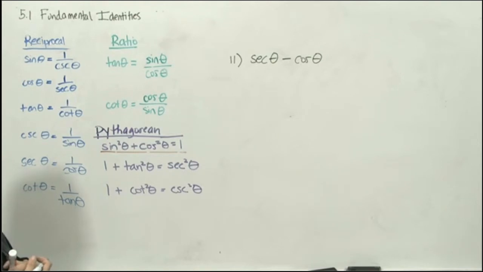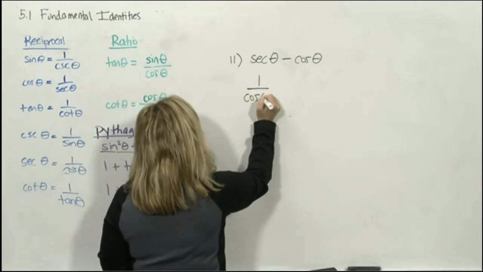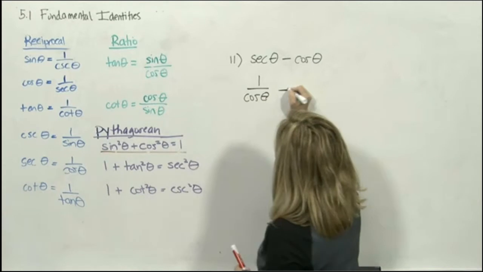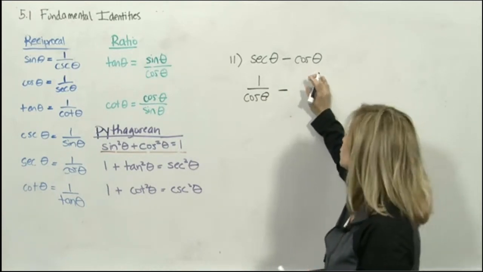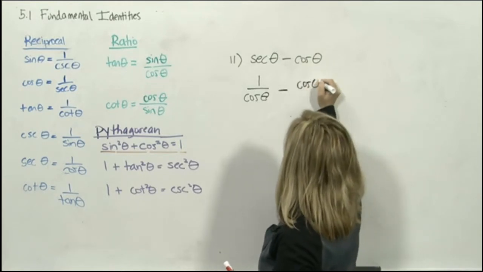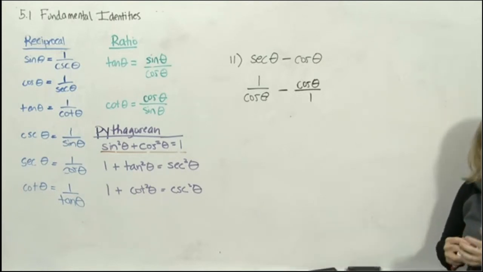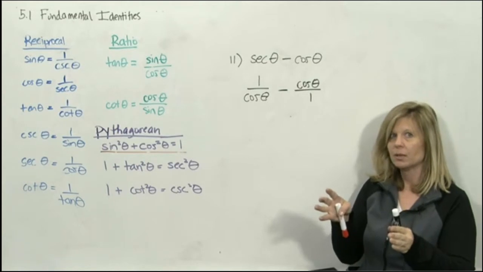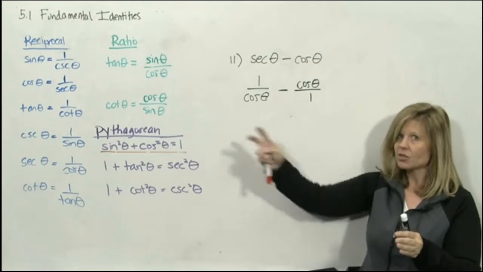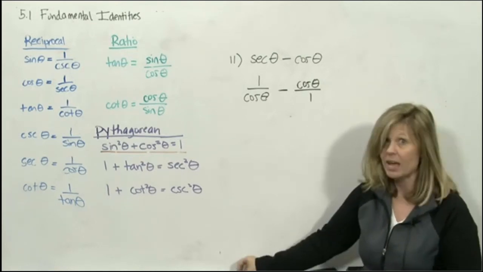I can replace secant theta with 1 over cosine theta. Do you agree? So that's my first move. I don't want to replace cosine theta. I want to leave that. Cosine and sine are lowest terms. But I'm going to write this as a fraction, cosine theta over 1. Okay? So you never ever, when we're simplifying trig expressions using our identities, want to replace sines and cosines. That's lowest terms, unless we have to.